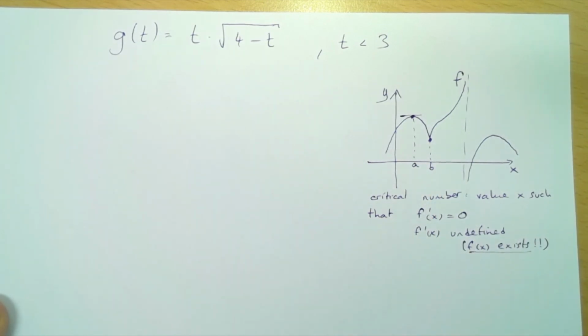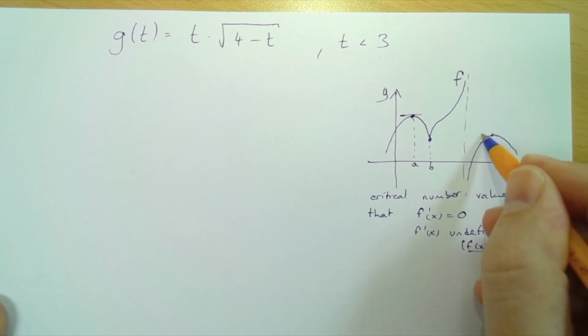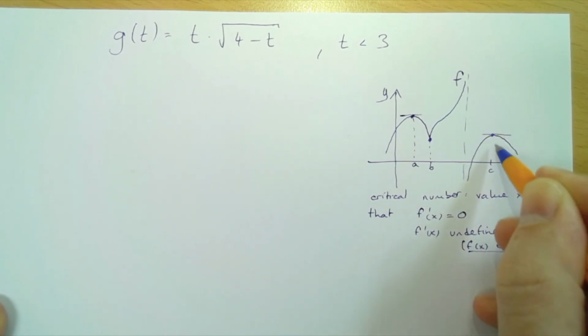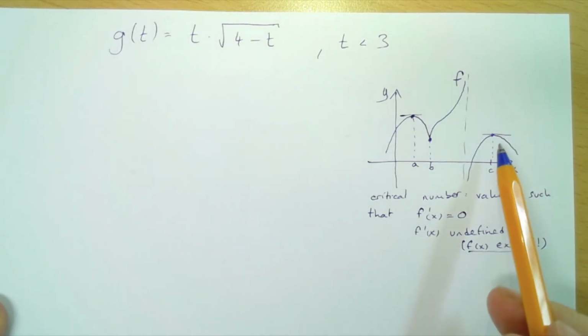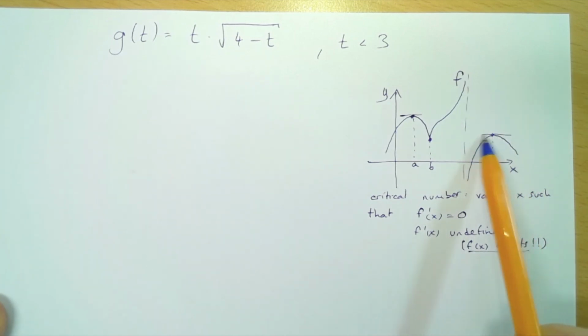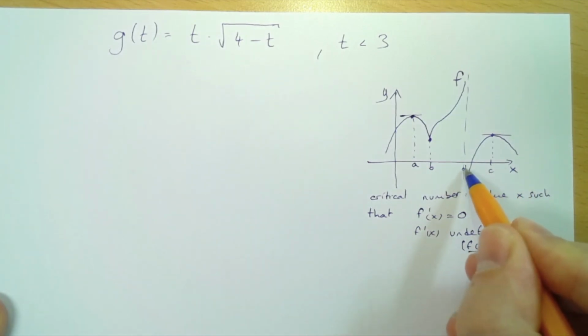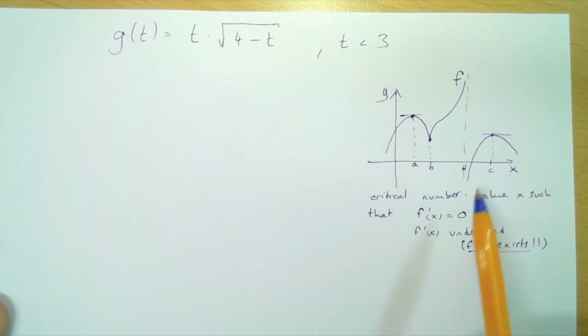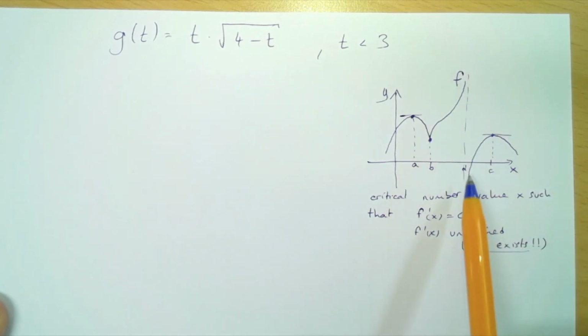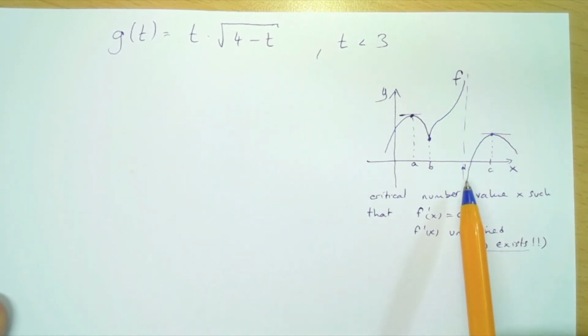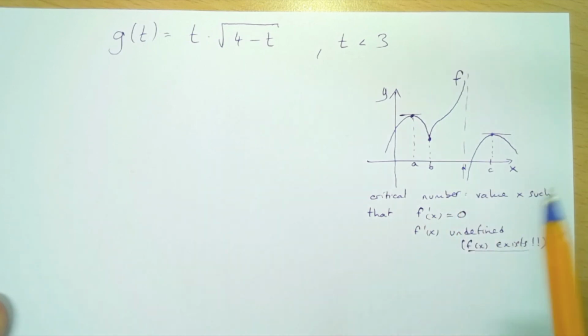Now there's one more critical number, and it's right here for the same reasons as a. Here f prime of c equals 0. What is not a critical number is the value, let's say it's called d. Even though f prime of d is undefined as a vertical asymptote, there is no point here. F of d is also undefined, so we do not count this as a critical number.